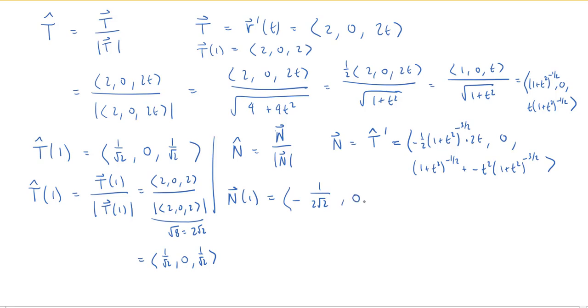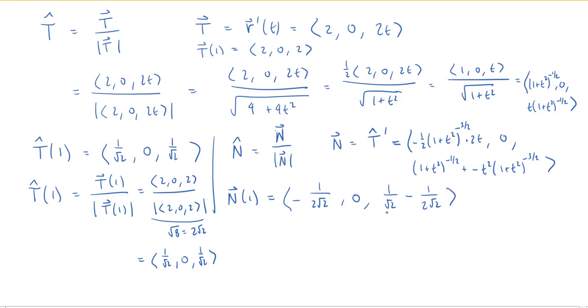Second component, hey, that's already a 0. Third component, all right, if I make t equal to 1, I get a 2 to the negative 1/2 power. So that will just be 1 over the square root of 2. Plus, but then there's a minus. Minus, okay, t squared, well, it's just 1 squared. And again, 1 plus 1 is 2. Hey, it's the exact same thing. So this is 1 over 2 root 2.